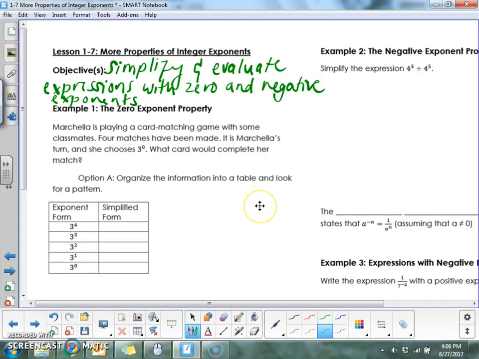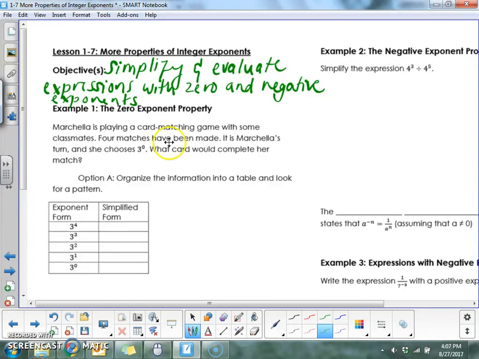Lesson 1-7 is over two more properties of integer exponents. In the last lesson we learned about the product of powers property, the power of products property, the power of powers property, and the quotient of powers property. Today we're going to learn about the zero exponent property and the negative exponent property. The objective for today is to simplify and evaluate expressions with zero and negative exponents.